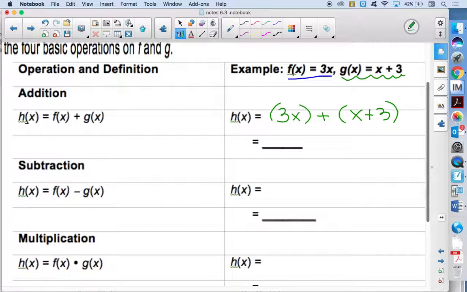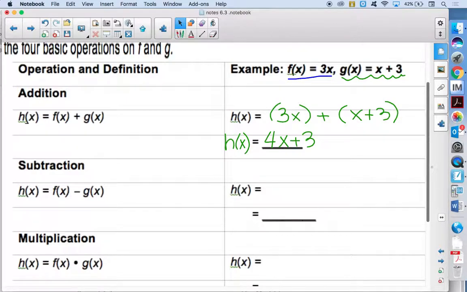What would my new function be if we add them together? Virginia? 4x plus 3. Yeah, you get 4x plus 3. Add your like terms, now we have a new function. And again, it's just called h of x, just to represent a different function that we formed from adding the first 2. So that's it. That's the addition.